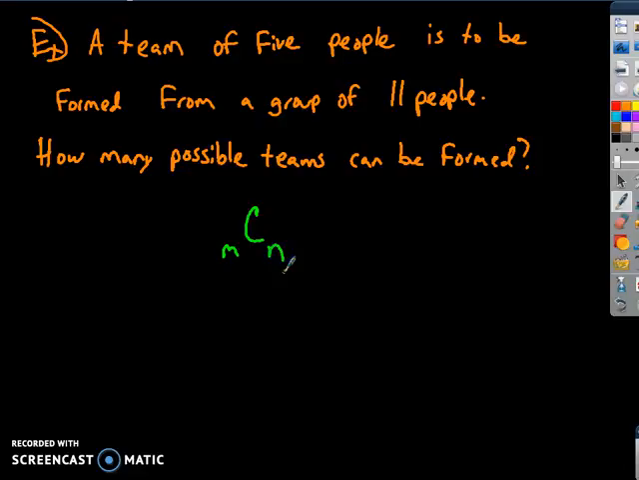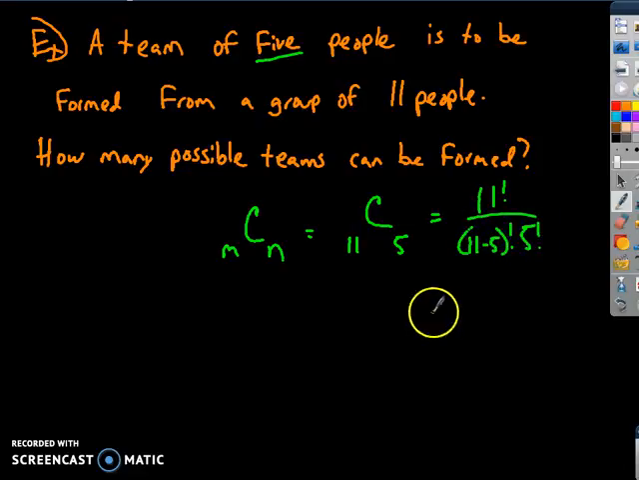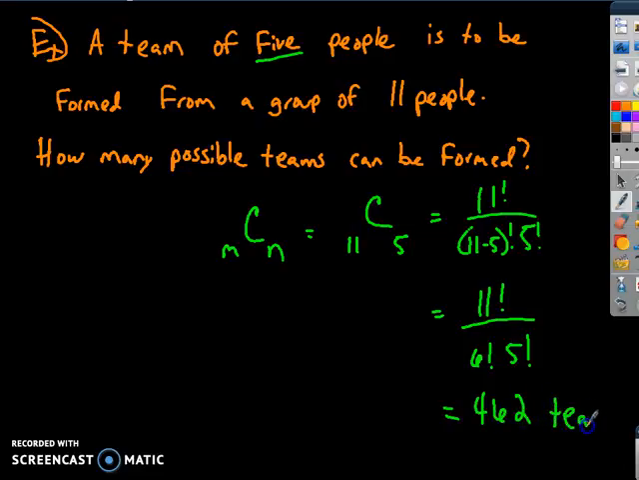It's m choose n objects. In this case, my total number of objects is 11, and the group that I'm choosing is 5. So it's a combination of 11 objects choosing 5. This is 11 factorial divided by 11 subtract 5 factorial times 5 factorial. This is 11 factorial over 6 factorial times 5 factorial. And I'll use a calculator for that. That's equal to 462 teams that can be formed using those requirements.